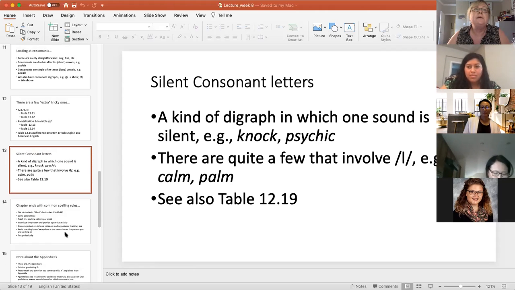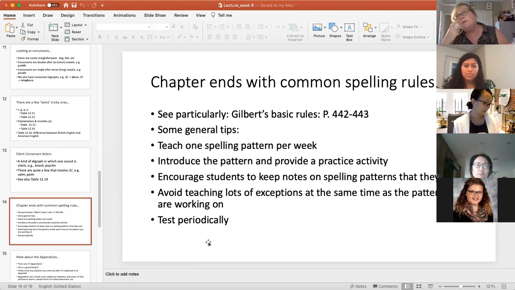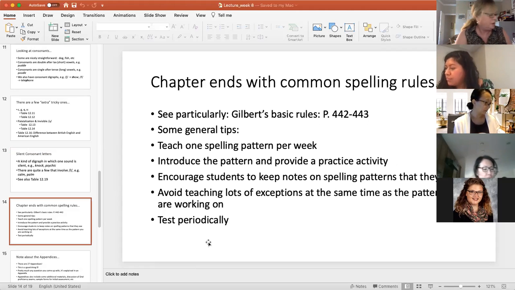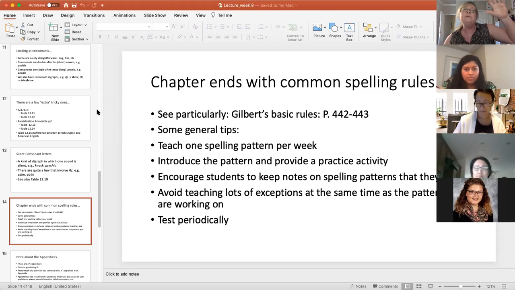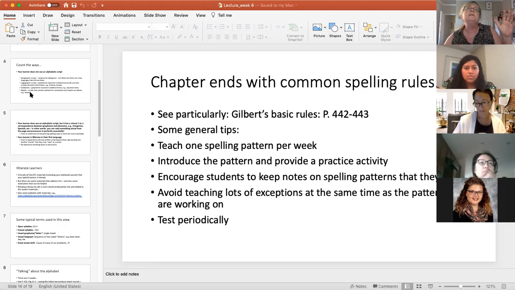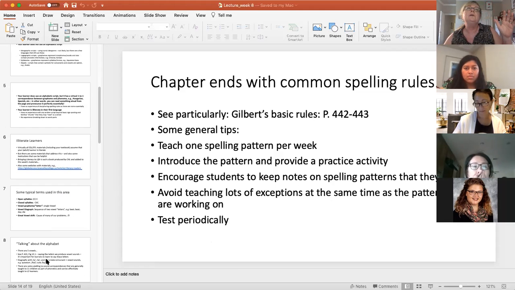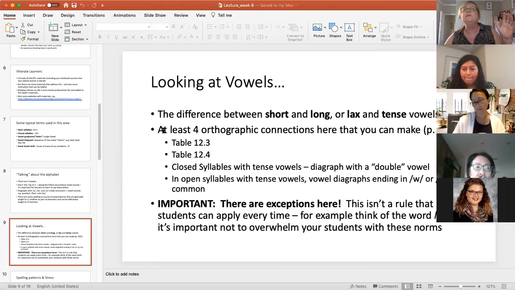And then your chapter ends with common spelling rules. Now, Judy Gilbert, so if you go to pages 442 to 443, again, we had those 4 rules. You remember that Wayne Dickerson says he always teaches his learners these ones, looking at vowels.